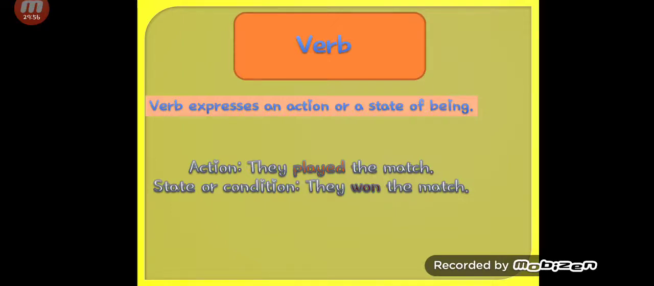We also have auxiliary verbs. They help us form verb tense, verb mood, and verb voice. Like is, are, was, were, has, have, had, will, shall. These are the auxiliary verbs.